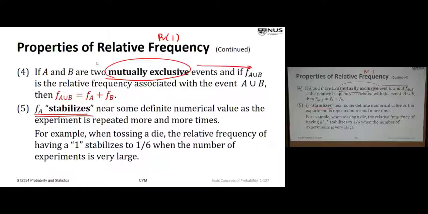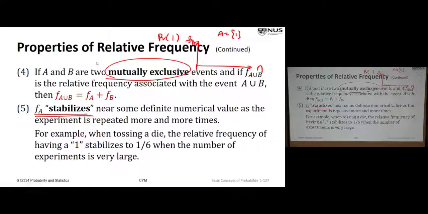Then it will be like this. This is the number of times that I perform the experiments. If you perform it one time, I just toss it. I'm talking about f of 1, which means that f of A is equal to getting a 1. So toss one time. What is the relative frequency? It may be just 1, if you happen to get 1. Or if it's 2, 3, 4, 5, 6, then it is 0. So your experiment may give you something which is either 0 or 1.